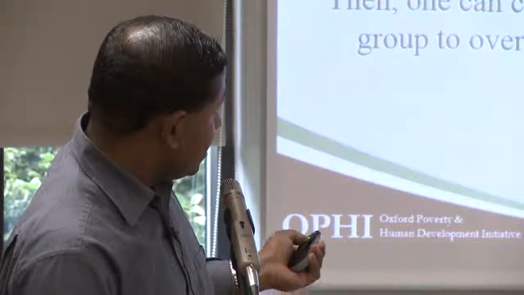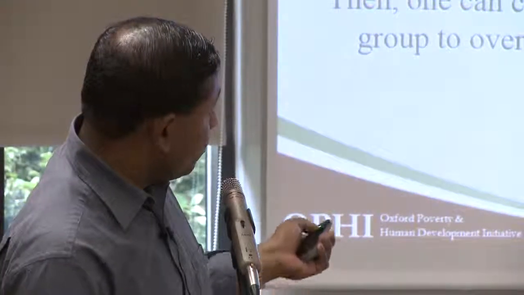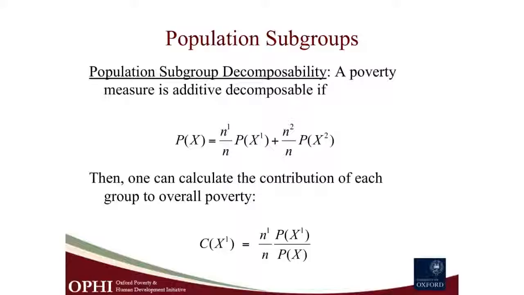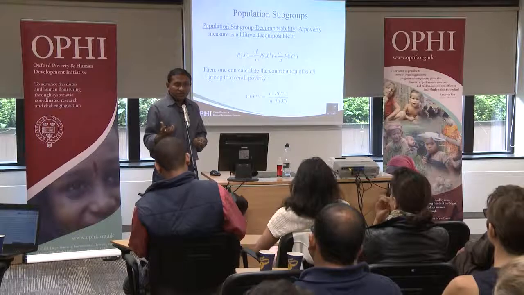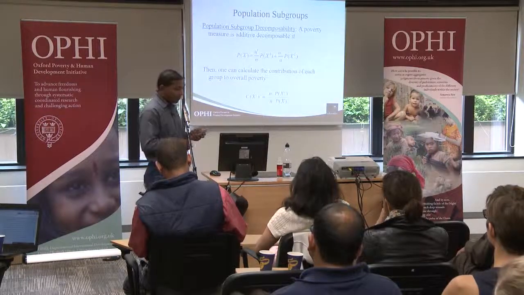And population subgroup decomposability is written by this. So if you know the poverty of subgroup 1 and poverty of subgroup 2 and their population share, you can always compute the overall poverty. This is actually quite strong if you are analyzing policy. It just allows you to look at how different groups contribute to the overall poverty. That's the main strength, the policy-oriented strength of this particular property.